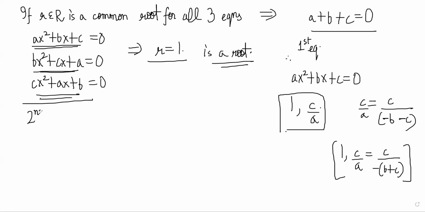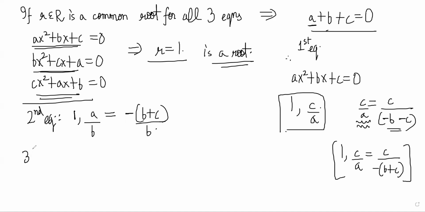For the second equation, the roots are 1 and a by b, which is equal to minus of b plus c by b. Because a plus b plus c is 0, a can be written as minus of b plus c. Correct. And the roots of the third equation in a similar manner will be 1 and b by c.